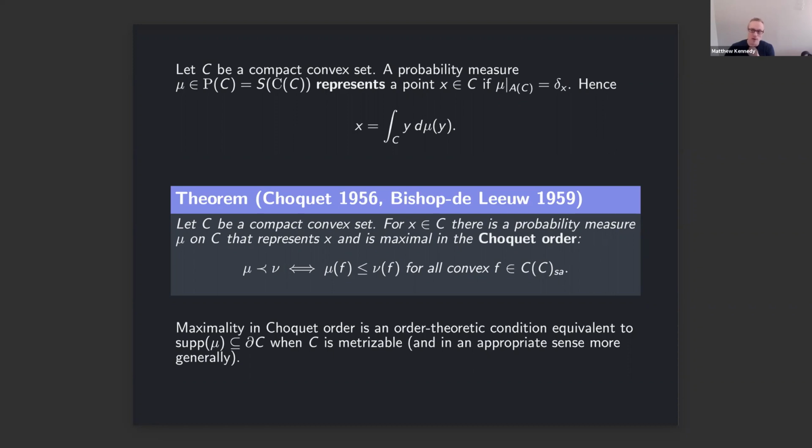So this is called the Choquet order. And maximality in the Choquet order implies that your measure is supported on a set of extreme points in an appropriate sense. So if we're in the metrizable setting, it literally means you're supported on the set of extreme points. If I'm in the non-metrizable setting, it could be the case that my extreme points are not a Borel set, and I have to be a little bit more careful about what I mean. But there is a notion of being supported that works well even in the non-metrizable setting.